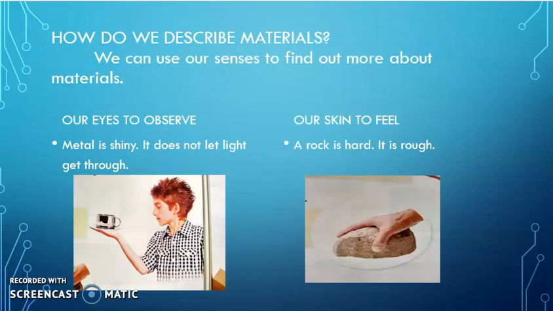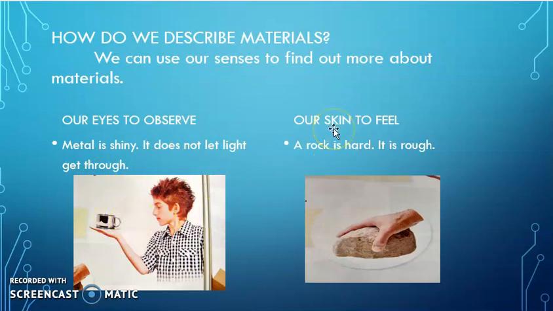So how do we describe materials? We can use our senses to find out more about materials. So we know already what our senses are. We've got 5 senses. So let's take a look. Our eyes to observe. So just like for example here in the picture, this boy is looking into a metal cup. So metal is shiny, it does not let light get through.